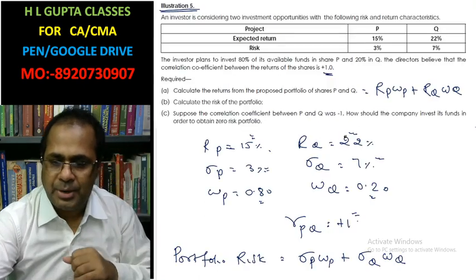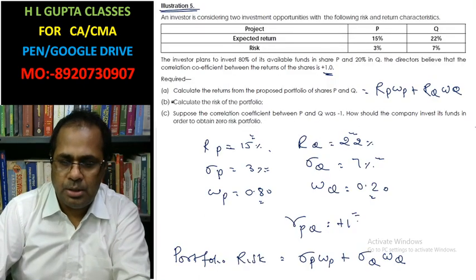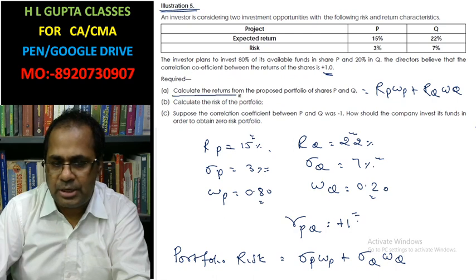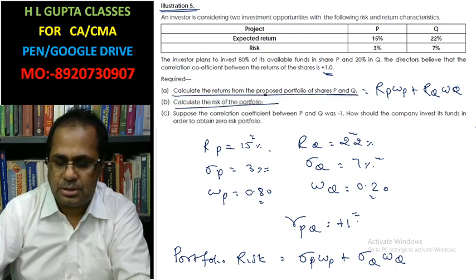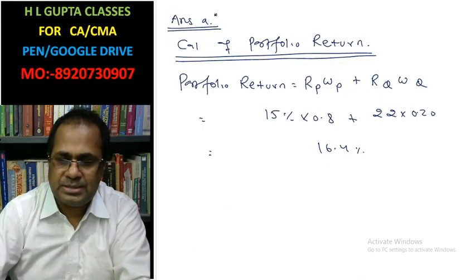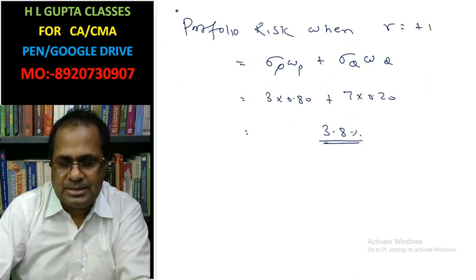Now in the second part, what is the question? Calculate the return from the proposal. This was the return and this is the risk. In this case, this is the answer of A and this is the answer of B part.